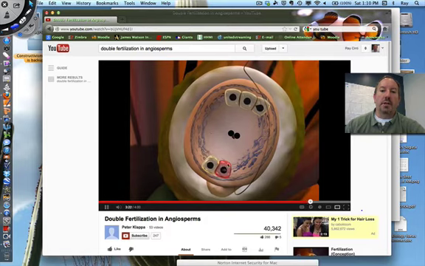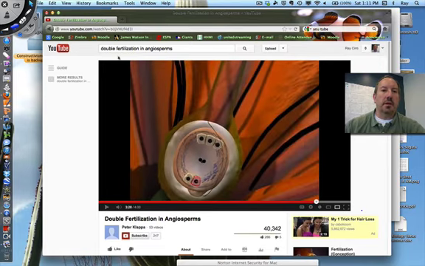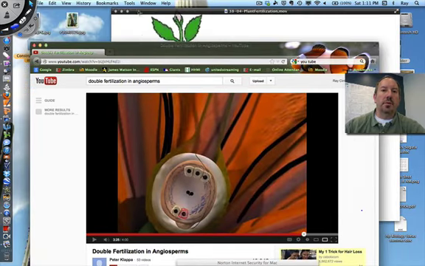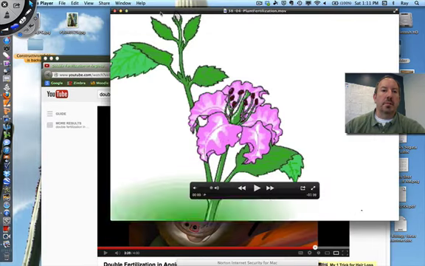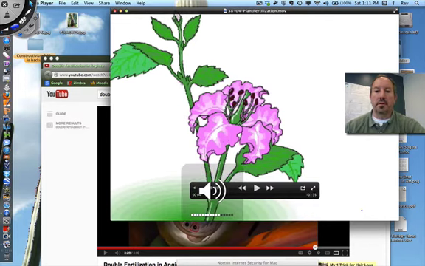And so ultimately, this will form a seed inside. So this is double fertilization. Let me just pause that there, and I have this one to show as well. This one's pretty cool. And so this one actually has some sound. Let me go sound on this.